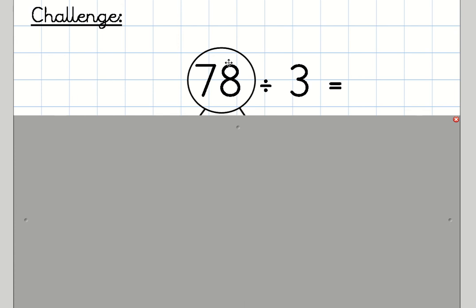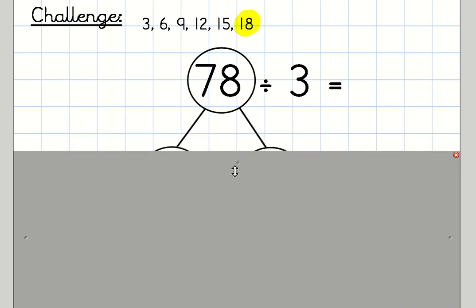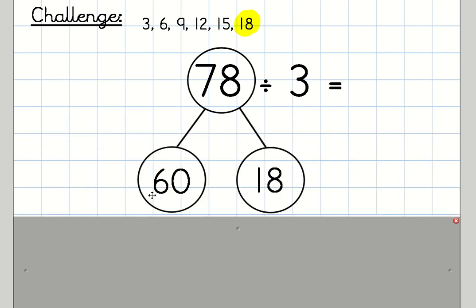But what I can think of is what number in the 3 times table ends with an 8. So I'm going to have a think. 3, 6, 9, 12, 15, 18. 18 ends with an 8. So what I'm going to do now is I'm going to partition it into 18. And what do you add to 18 to make 78? 60. Hopefully you thought, 60 is definitely in the 3 times tables, and so is 18.